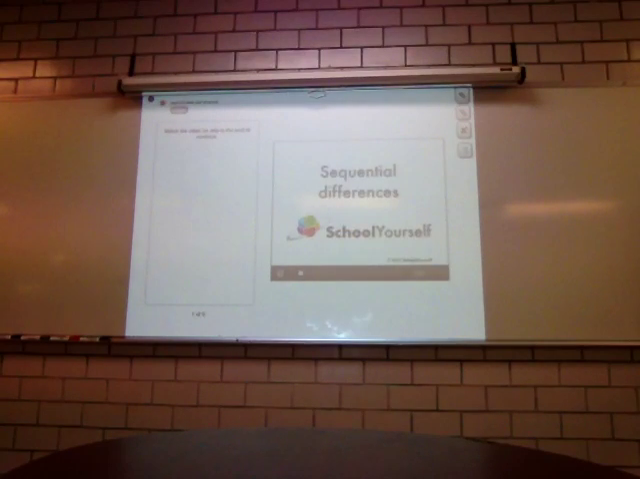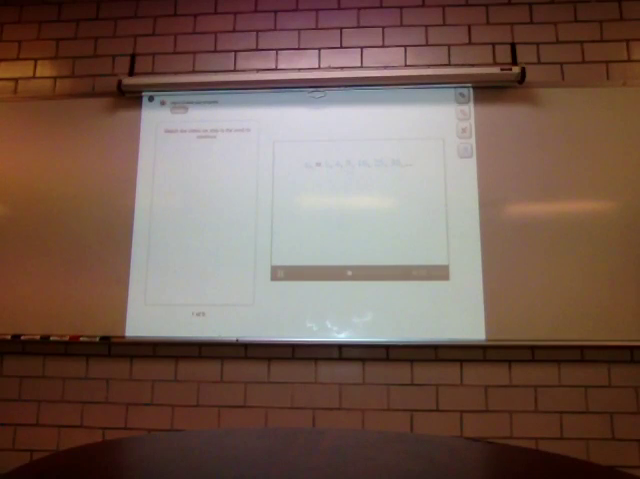In this tutorial, we'll introduce sequential differences. Let's start off with a sequence of squares, which we'll call little a sub n. The numbers in this sequence are 1, 4, 9, 16, 25, 36, etc. We can label the partial sums of this sequence as capital A sub n. What are the partial sums of this sequence?